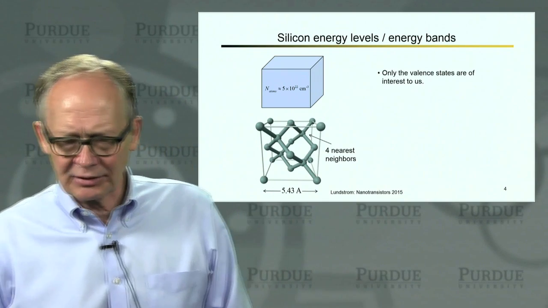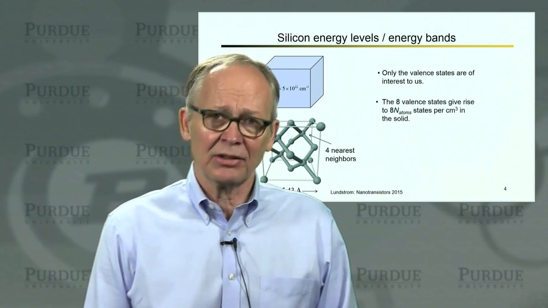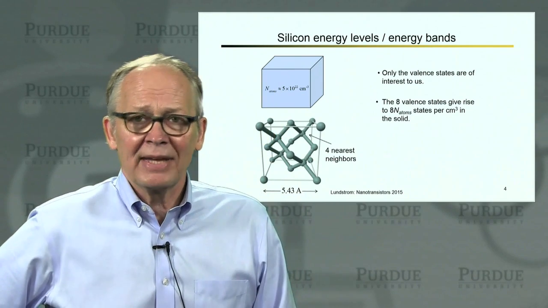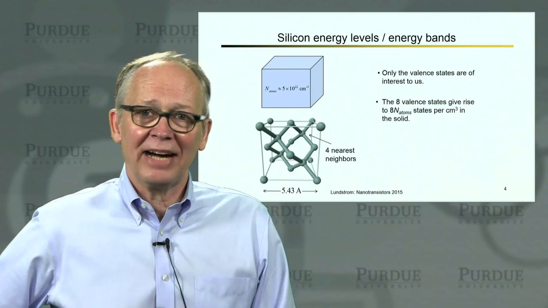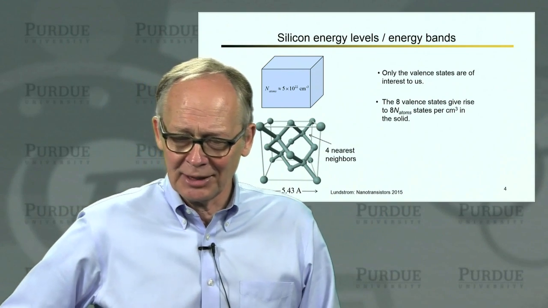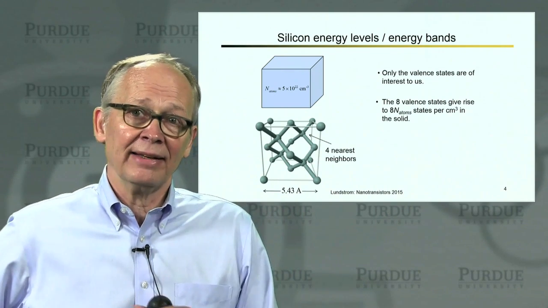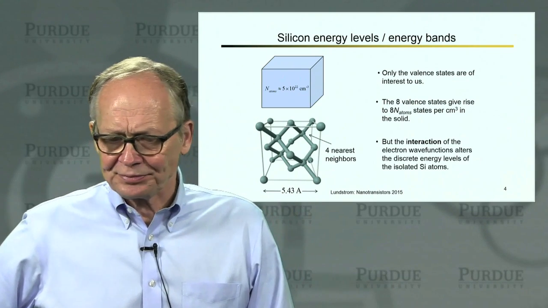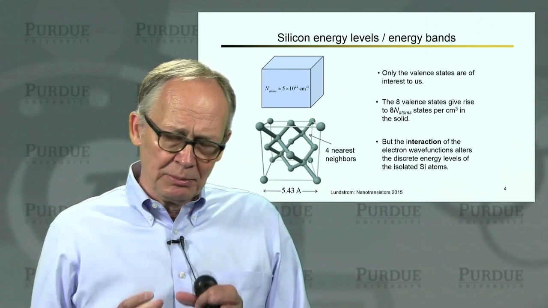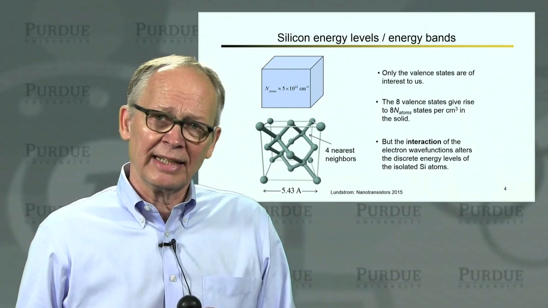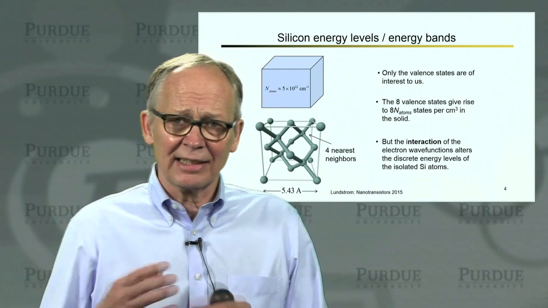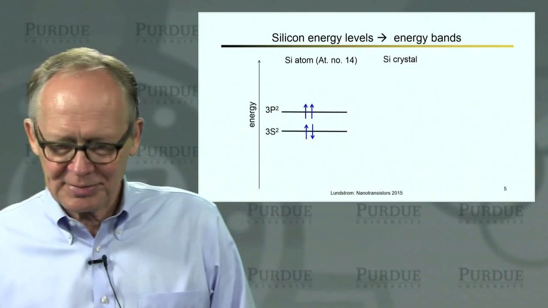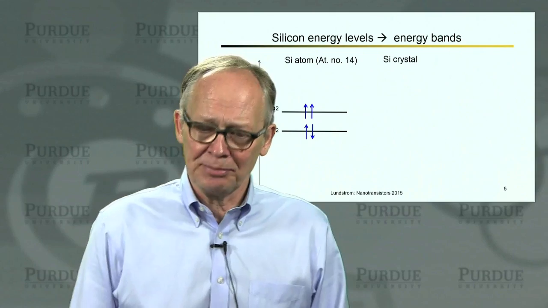Only the valence electrons and the valence states are going to be important to us. We have 8 states for every atom. And if we have N atoms, 5 times 10 to the 22nd per cubic centimeter, then we're going to have 8 times N atomic states in this solid that are going to be of concern to us. But when we put these atoms very closely together and form these covalent bonds, the electron wave functions overlap and things change. The energy levels change. Energy levels become energy bands.